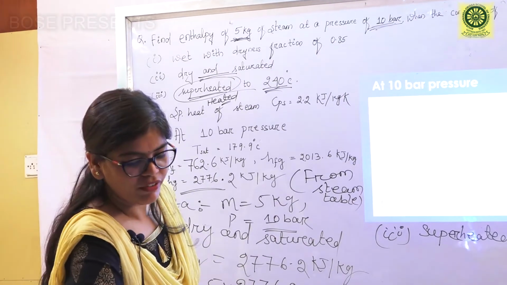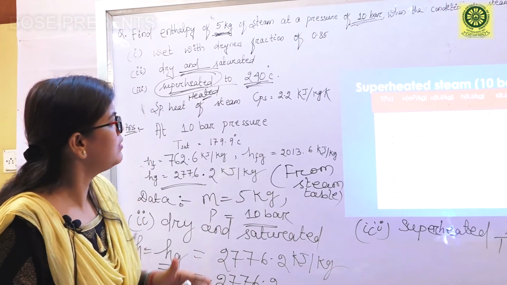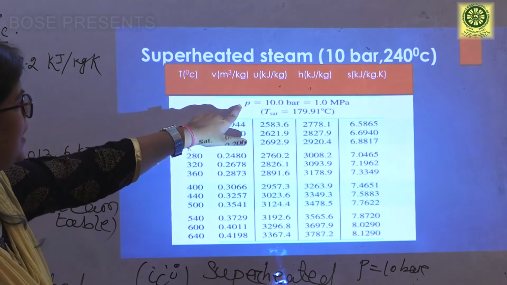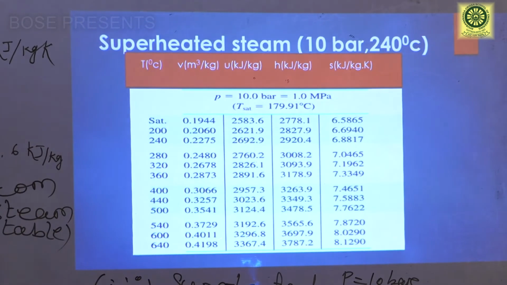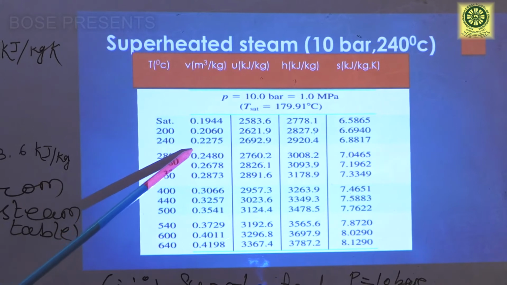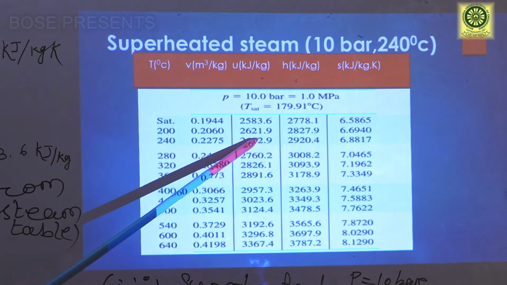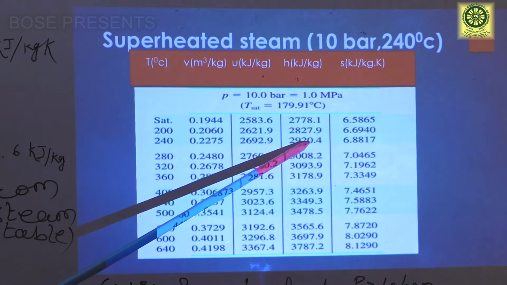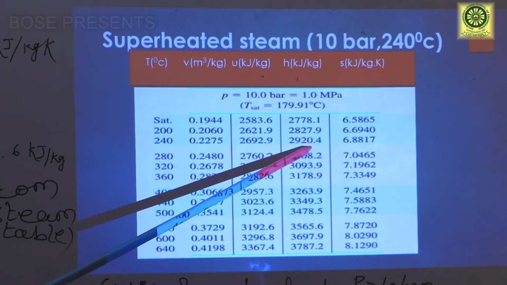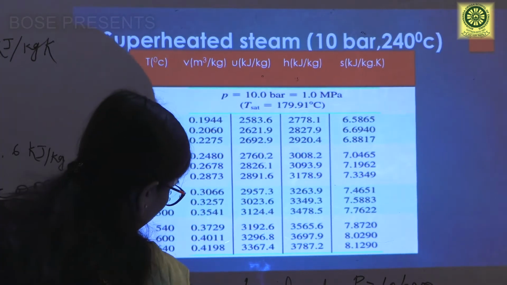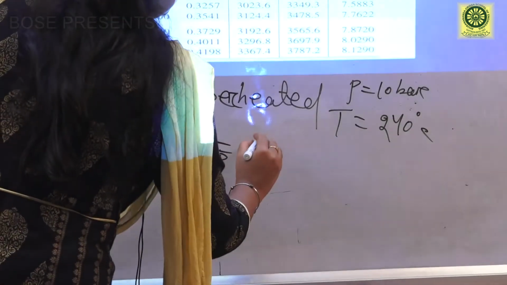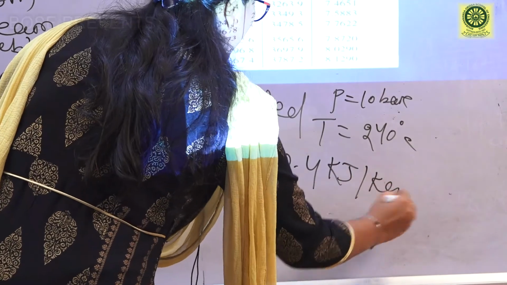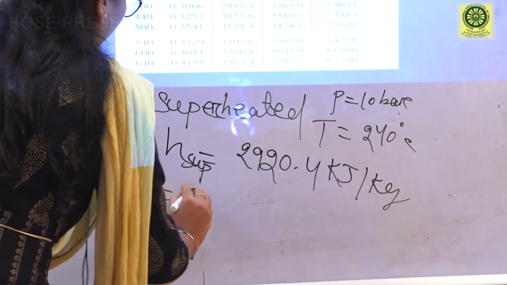And for that you also have a steam table. See, this is the steam table for that: 240 degrees centigrade, pressure is 10 bar. For 240 degrees centigrade, this is specific volume, this is specific internal energy, this is specific enthalpy. And what I want to find out is enthalpy. So my value will be 2920, H superheat, which is 2920.4 kilojoule per kg.